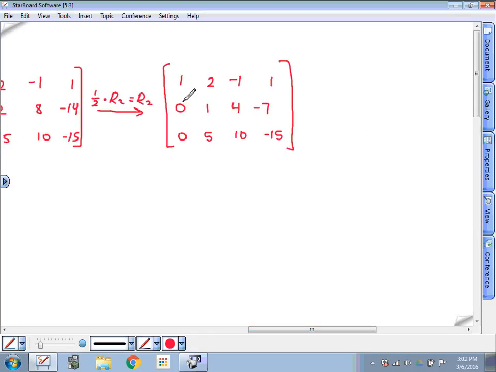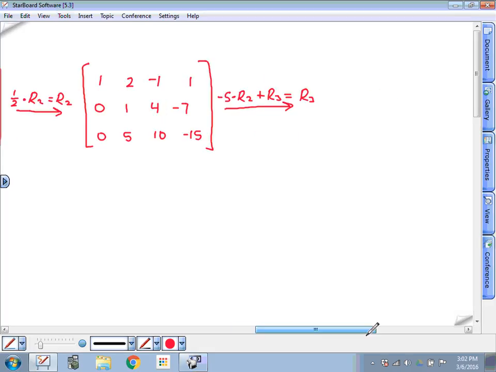Okay, so now that that's a 1, it should be a 0 beneath it. If you're trying to create a 0 out of a number, remember, you look to the 1 above it, multiply it by the opposite, and then add together. So I'm going to multiply this by negative 5. Negative 5 times row 2, add that to row 3, and that becomes row 3.